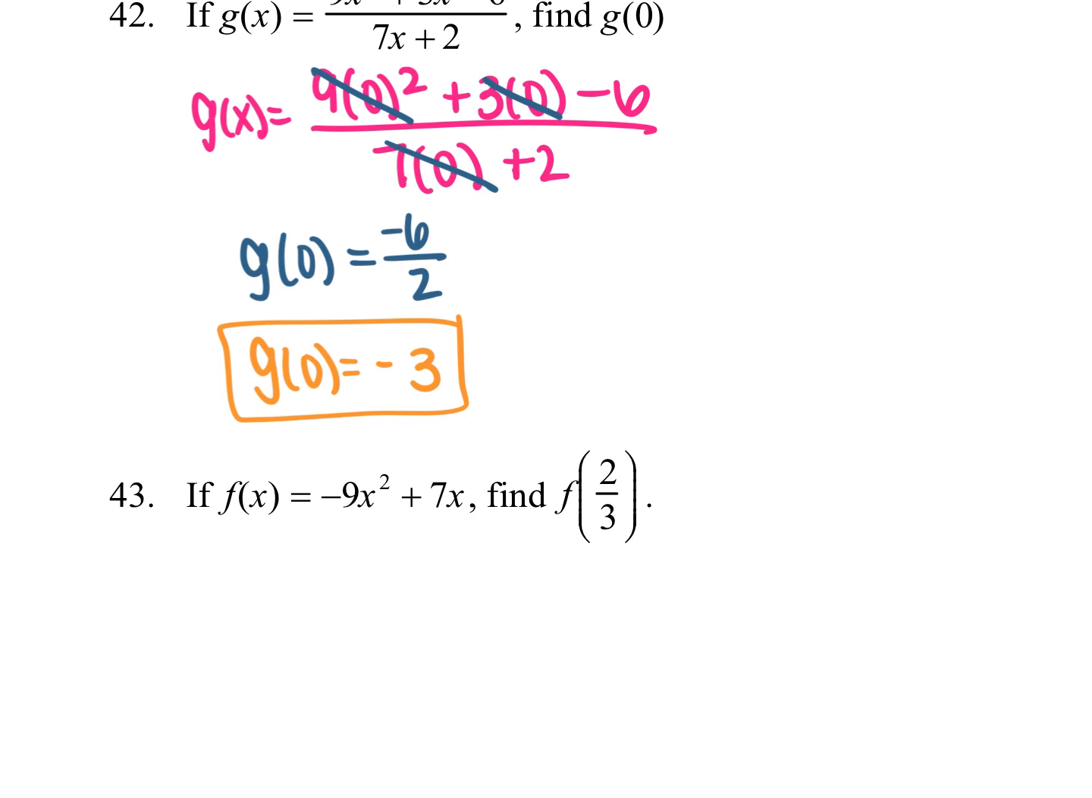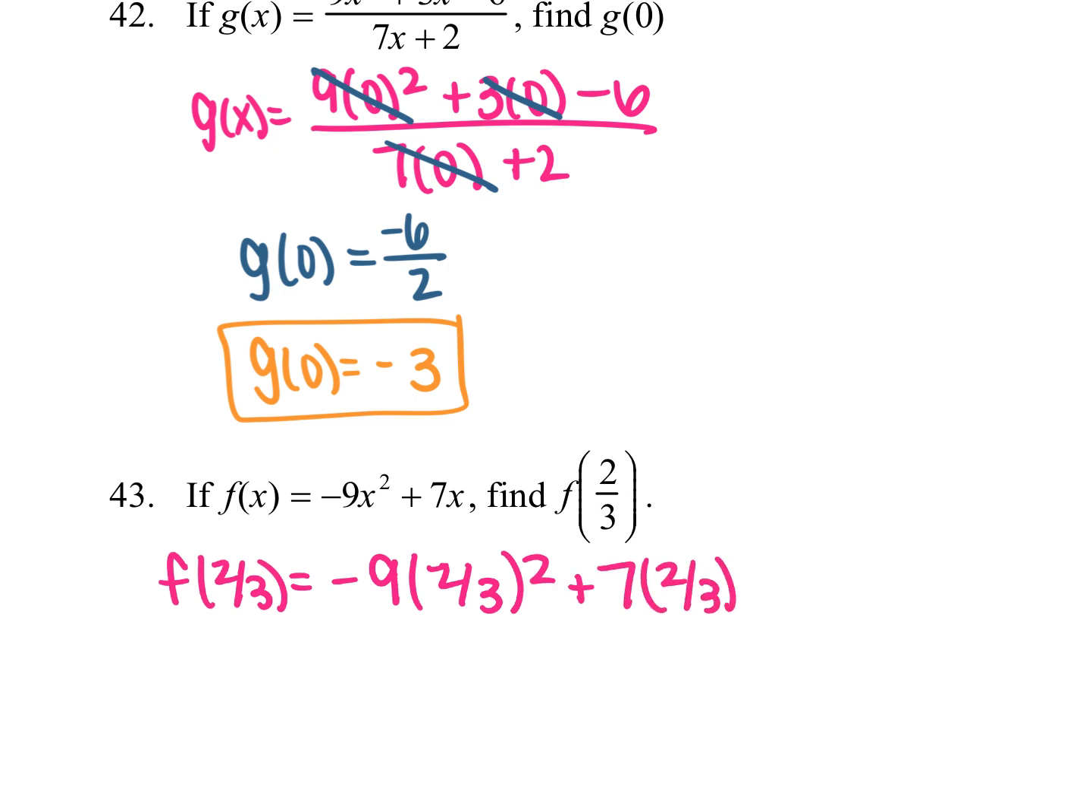For 43, we have f of x is equal to negative 9x squared plus 7x. We're finding f of 2/3. So f of 2/3 is equal to negative 9 times 2/3 squared plus 7 times 2/3. From here, that 2/3 squared is going to give us negative 9 times 4/9, plus 7 times 2/3 is 14 over 3.